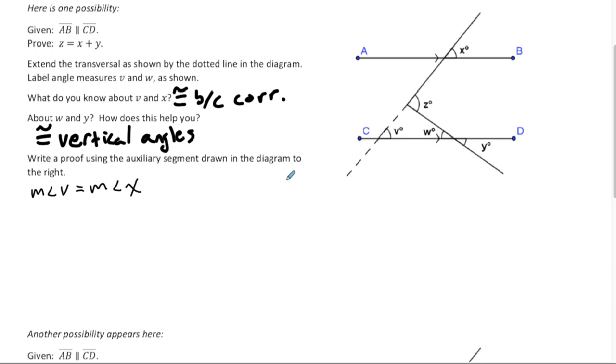And what is the reason? Corresponding. All right, so we want to say corresponding angles are congruent. There's my congruent symbol. All right. So far, so good.